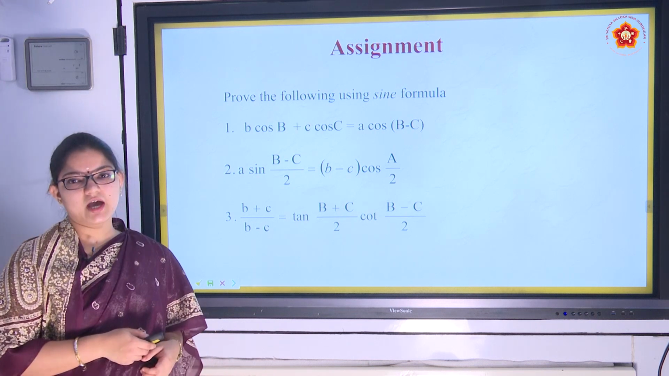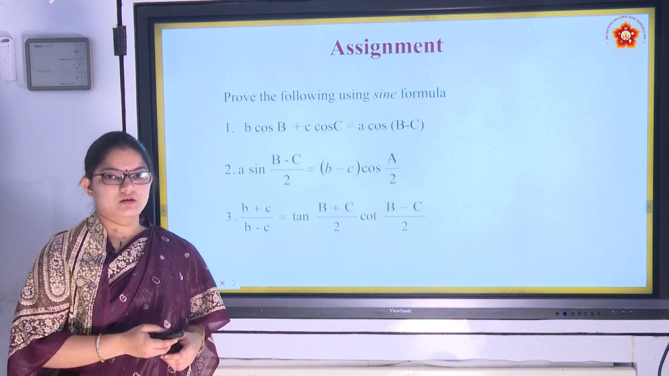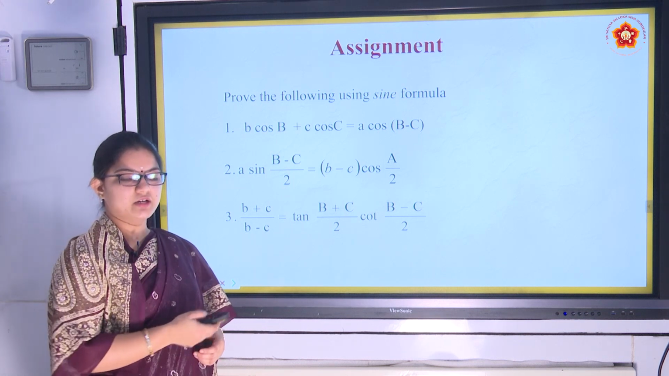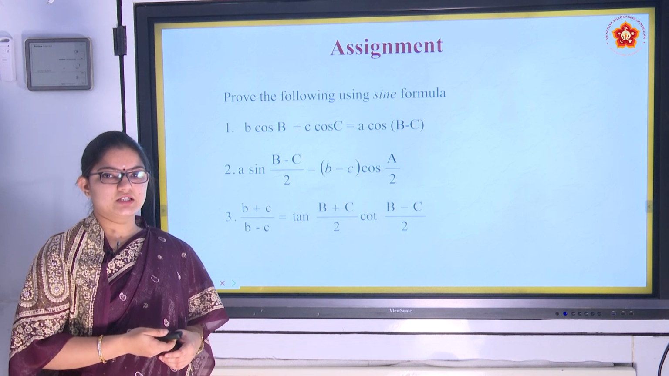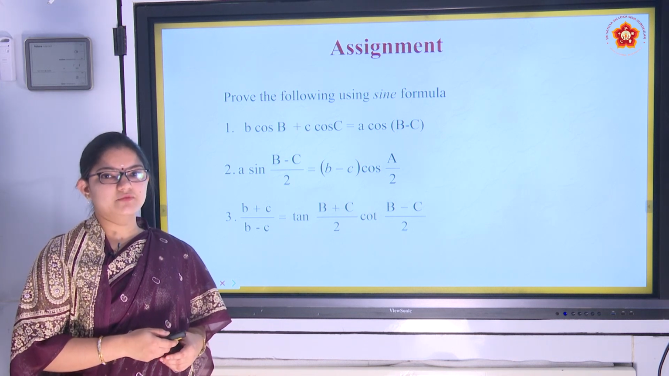So in this session we have seen what is the sine formula, and we have derived it and solved a few of the problems. So in the next session, let us discuss the cosine formula.